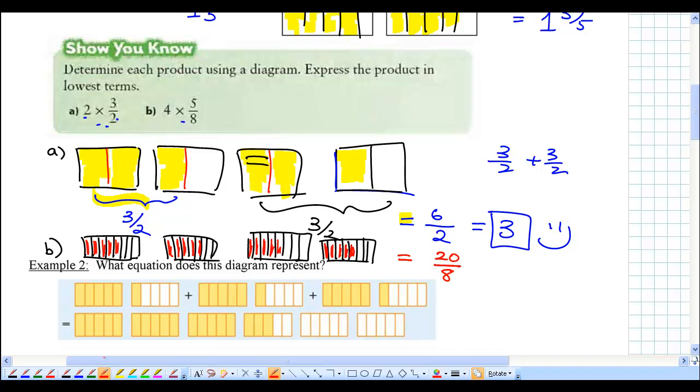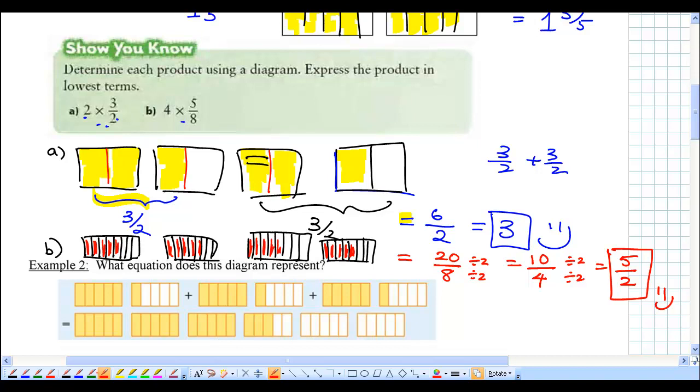Is this in lowest terms, ladies and gents? No. What number divides nicely into both 20 and 8? 2. Okay. Let's divide by 2. That's 10 over 4. Is that done? Can I go further? Divide by 2 again. So that's 5 over 2. Done. Happy? I am.